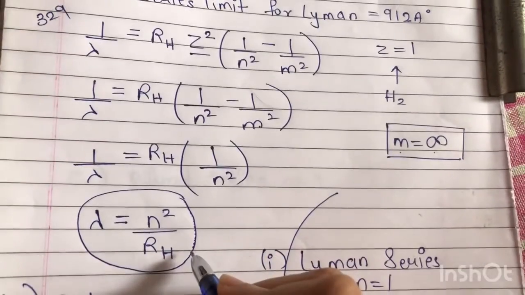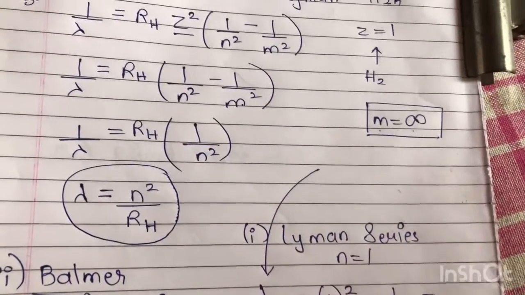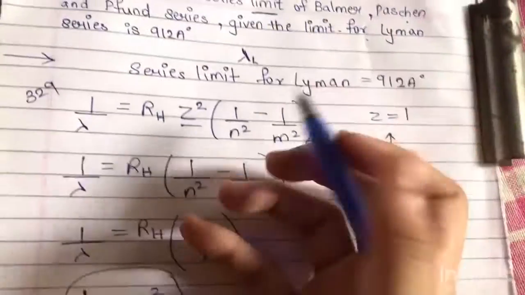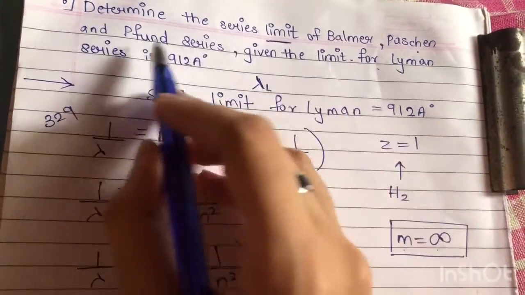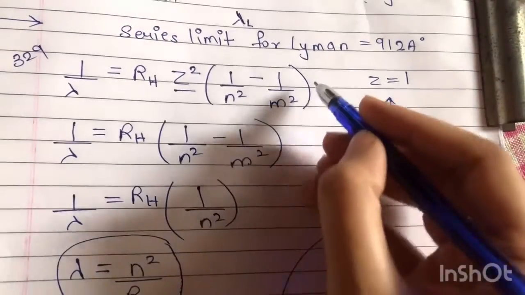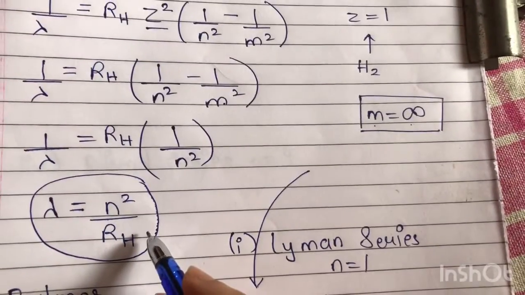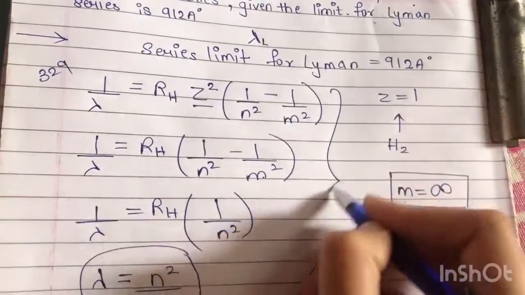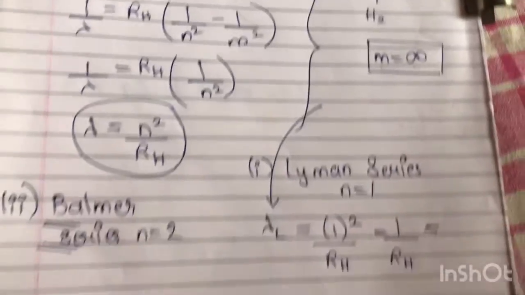You can directly write this formula and come to the solution part, or start finding the limit for Balmer, Paschen and Pfund series. No need to do all these things, but if in case you do not remember, then you can start from here and come to this point. These steps do not contain any marks.